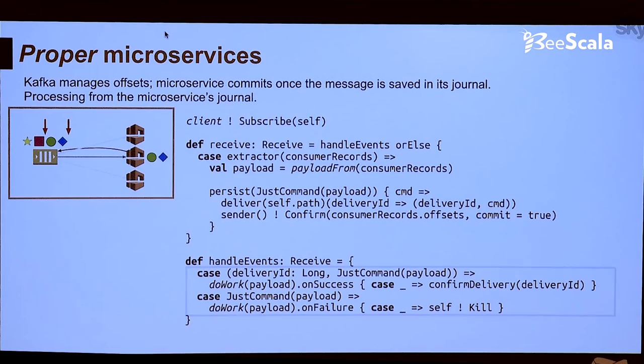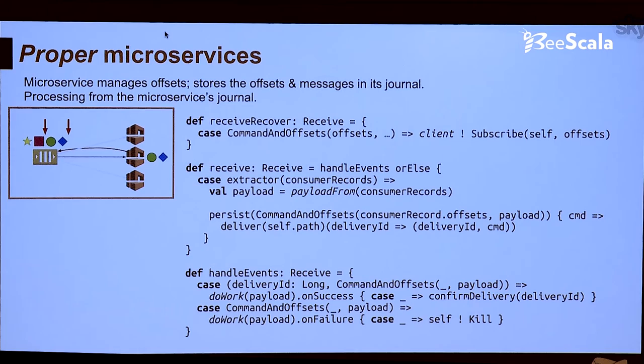Okay, the final scenario is perhaps the most complicated, right? So what you could also do is to say, well, you know what, I don't actually want Kafka to be managing these offsets on my behalf. What you can do in this scenario is to persist in each microservice's journal not only the messages, but also the offsets. Remember, the offsets are just numbers.